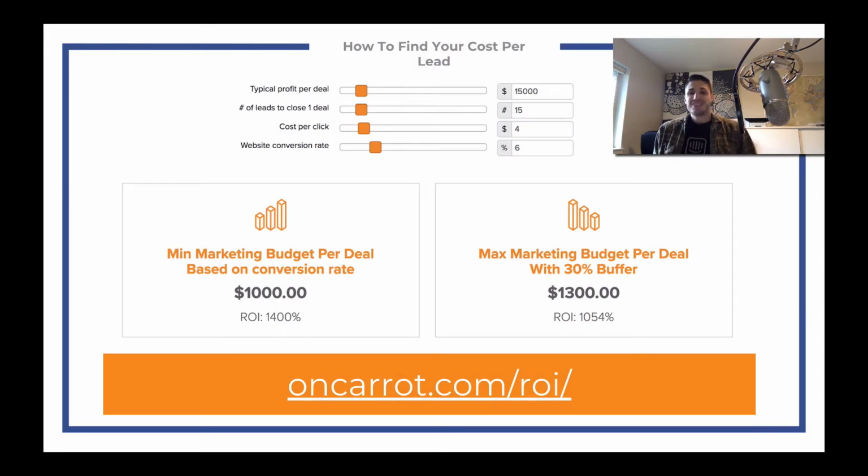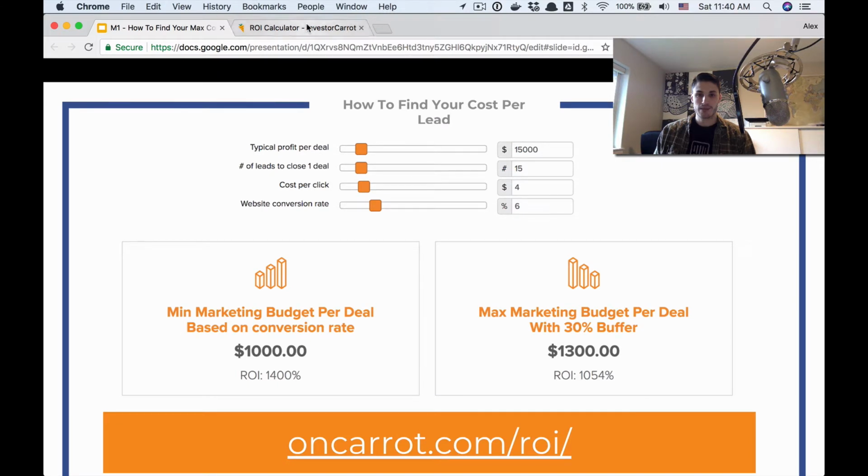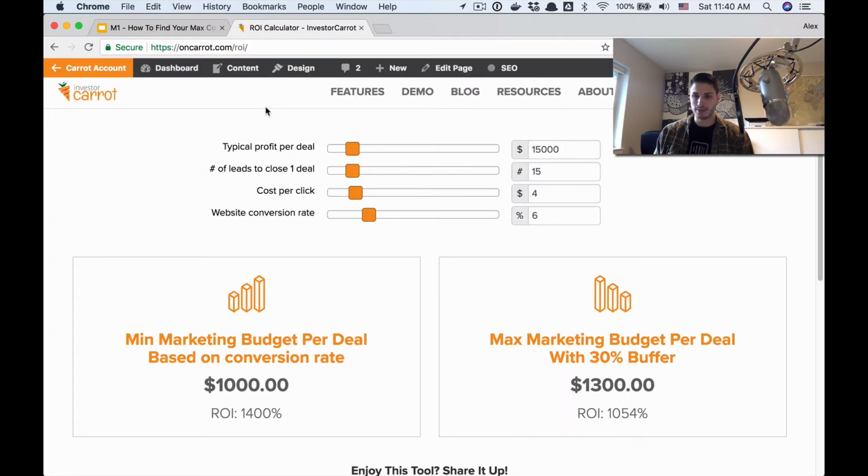One of my favorite tools to use for this is, of course, the Carrot ROI Calculator. I work for Carrot. I'm a big fan of this calculator. I helped develop it, so I understand how it works. And Trevor, the CEO of Carrot, does a really good job of taking investors and agents through this and helping them have that aha moment of figuring out their cost per lead. So with that, let's hop over into the actual calculator itself and adjust some numbers.